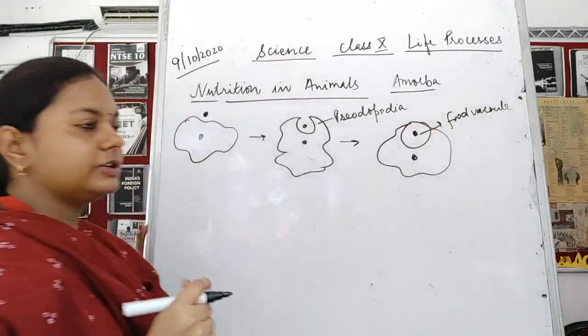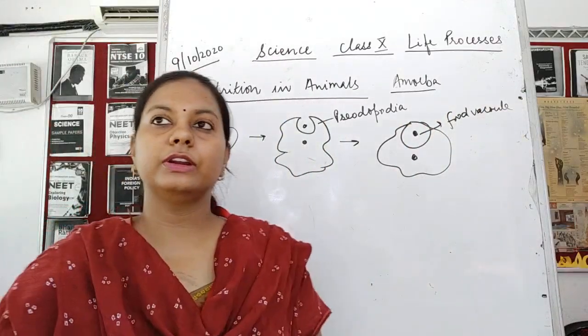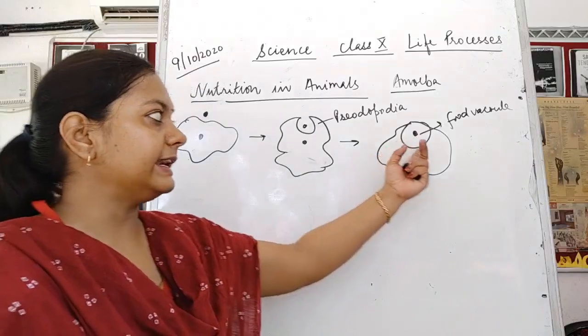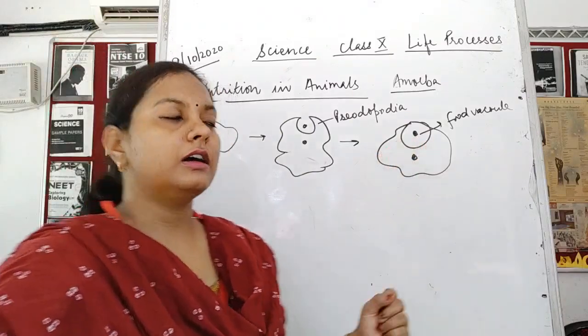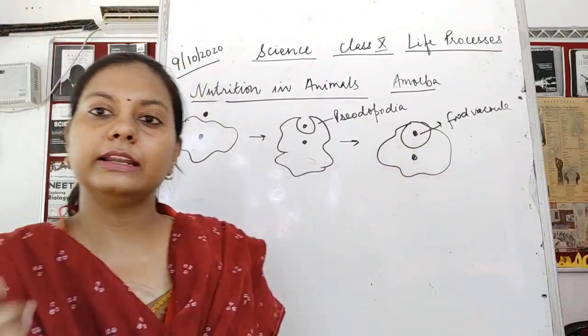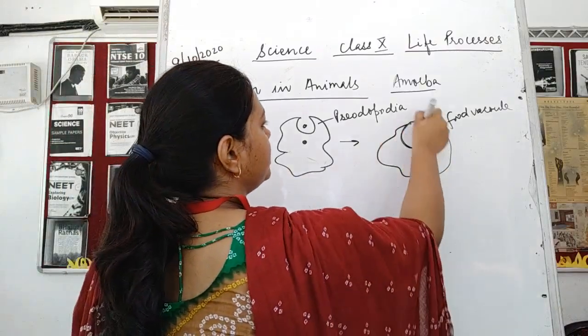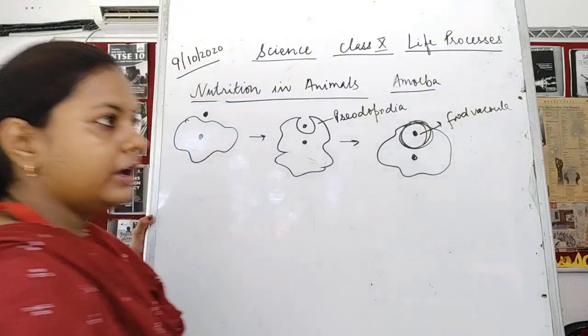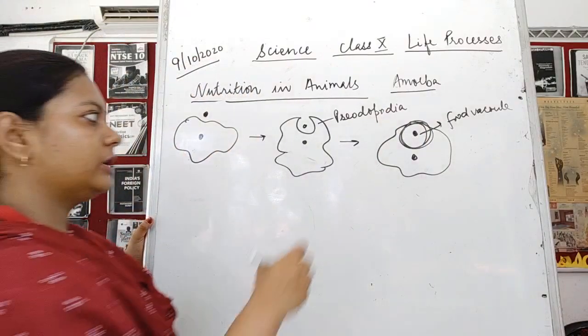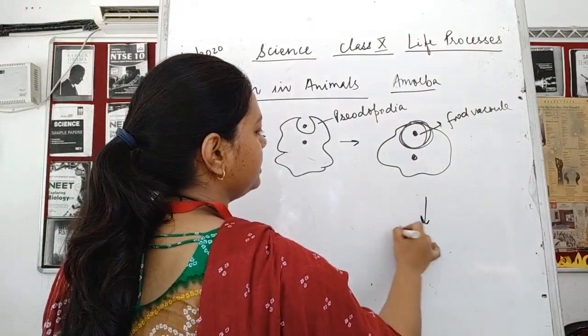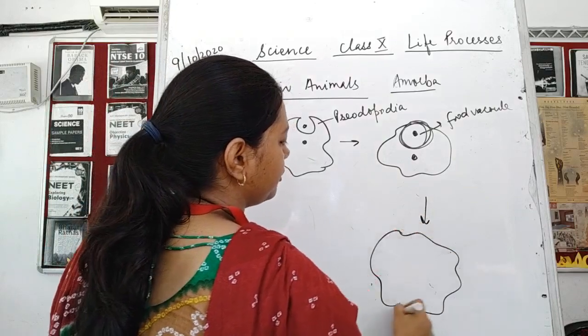Now what happens? Actually, this engulfing of the food is taking place. Then the food enters inside the body of an amoeba and it is said to be a food vacuole. Now this pseudopodia is dissolved. It has formed a new structure called the food vacuole. Now food has entered inside the food vacuole. Now the digestion would start. It is going to be present in the body of the amoeba.